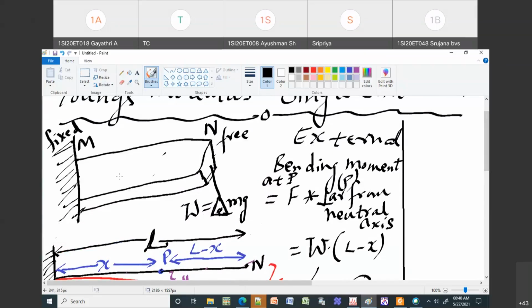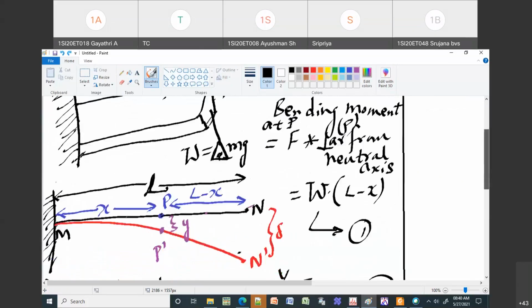If I'm trying to bend this using my finger, then what happens? There is an equal and opposite force on the finger, which is exerted by the object. The finger is the external force, and the force which is developed within the beam is the internal or restoring force. The restoring force is normally your stress, and the external force is nothing but your load. When you take the bending moment, the same thing happens.